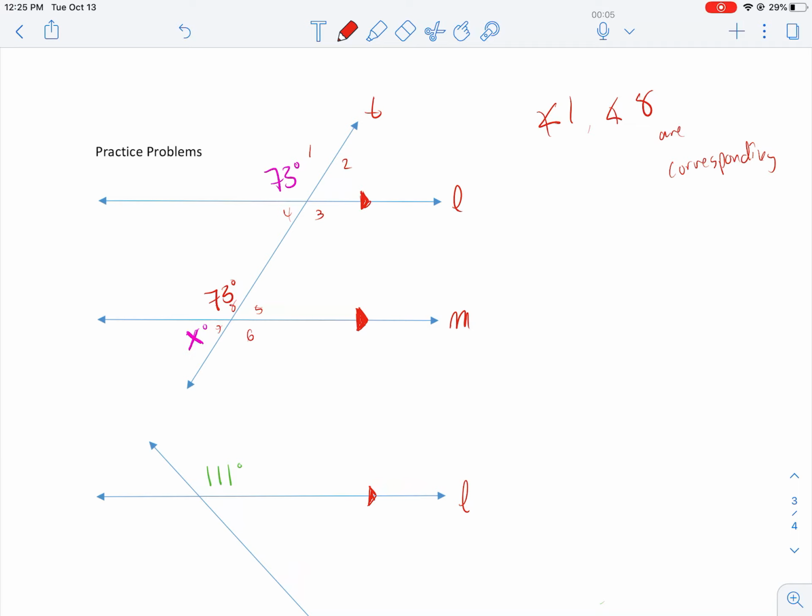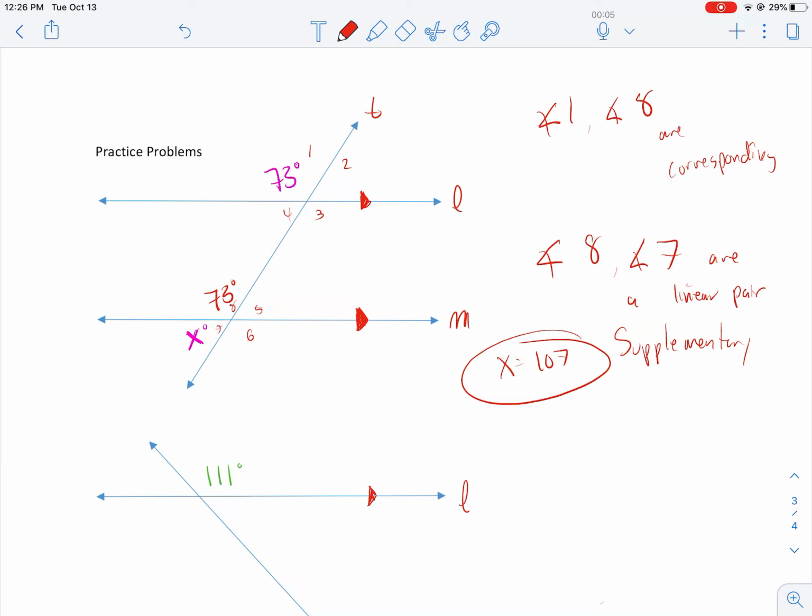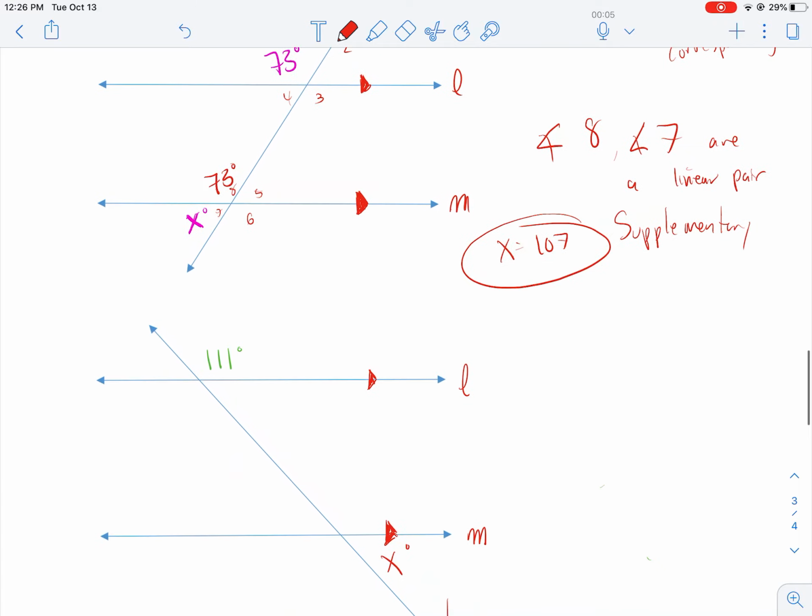Now in order to find angle 7, I want to take into account that angle 8 and angle 7 are a linear pair. All right? So what are linear pairs? Linear pairs are supplementary, which means they add up to 180, which means that this measure, x, is equal to 107. Okay, so I had to use corresponding, and then I had to use my knowledge of linear pairs. So look at the next one.